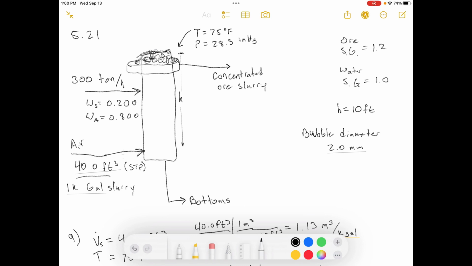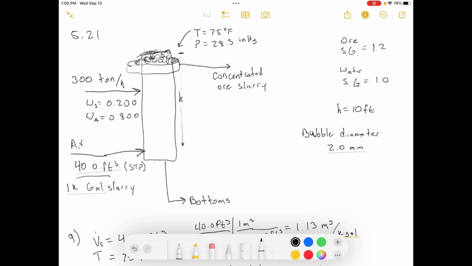An ore-containing slurry is to be processed in a froth flotation tank at a rate of 300 tons per hour. The slurry consists of 20 weight% solids. The ore has a specific gravity of 1.2, and the remainder is aqueous solution with a density close to that of water.